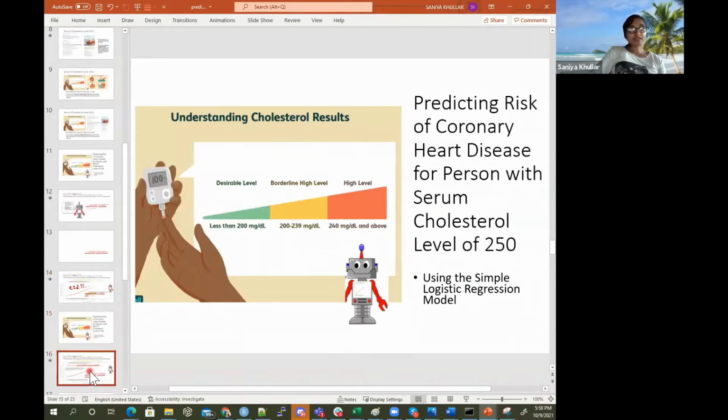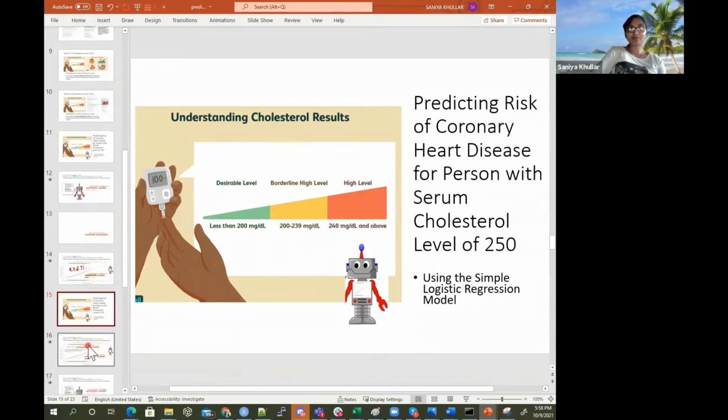So now what if, instead of 100, let's say it's now 250? What is the risk of me having coronary heart disease? So let's slash this out over here. Instead of being 100, it's now 250.